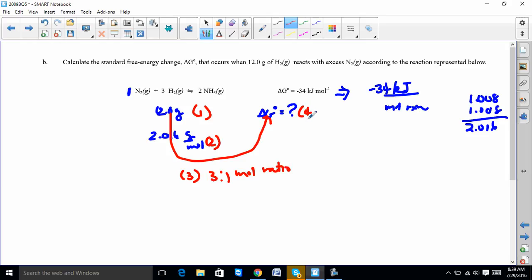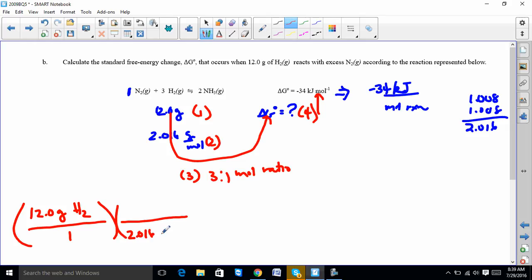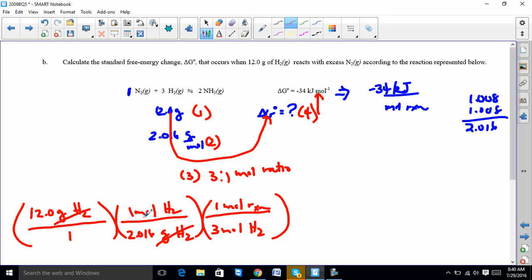And then this is step 4. So I go 12 grams of hydrogen. If it bugs you that this isn't a ratio or a fraction, put a 1 there. And then there's 2.016 grams of hydrogen in 1 mole of hydrogen. And then the reaction shows a 3 in front of the hydrogen. And then per 1 mole Rxn. And then we can see that it's negative 34 kilojoules per mole Rxn.